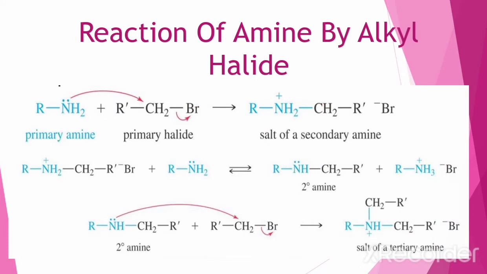So firstly, we will take primary amines, and it is a chain reaction in which the primary amine, when reacting with primary halide, will form a salt of secondary amine, and then the salt of secondary amine will react with primary amine. It will form a secondary amine, and when the secondary amine reacts with the alkyl halide, it will form a salt of tertiary amine. So it is a chain process, and at the end, the final product is the salt of tertiary amine.